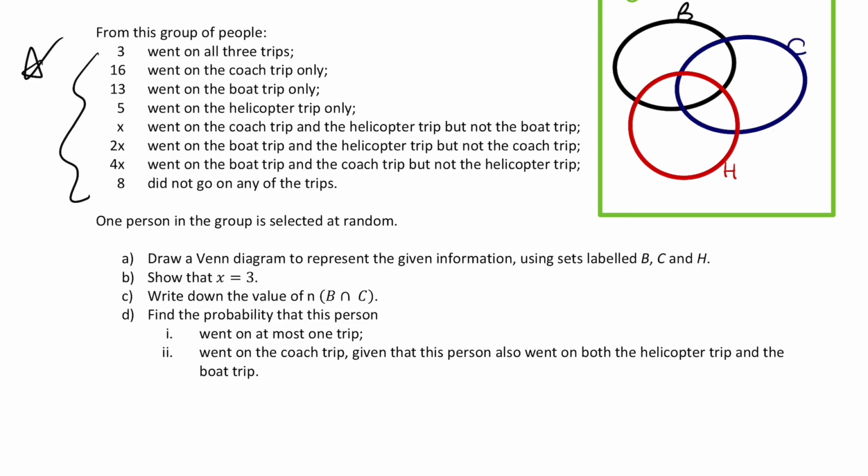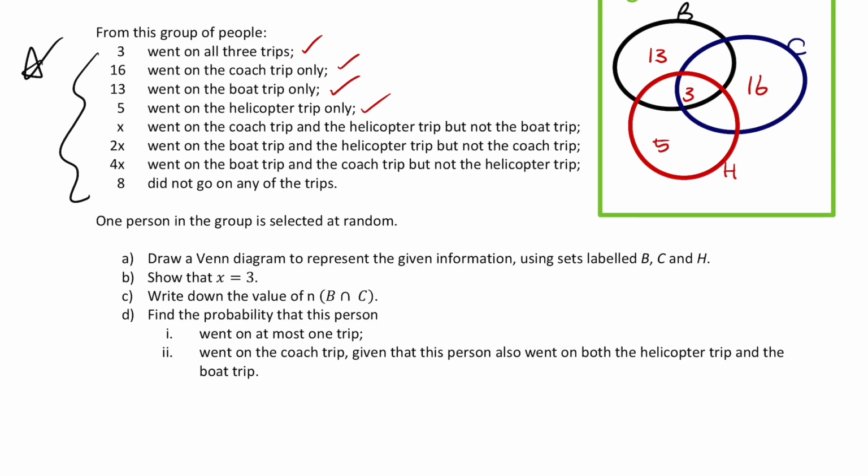So the first information we have is 3 went on all 3 trips. So 3 goes here. And 16 went on a coach trip only, so that means here. And 13 went on the boat trip only, so this number goes here. And 5 went on a helicopter trip only, so 5 goes here.